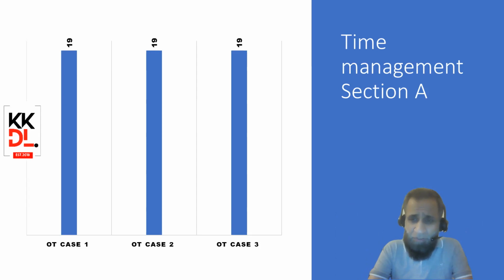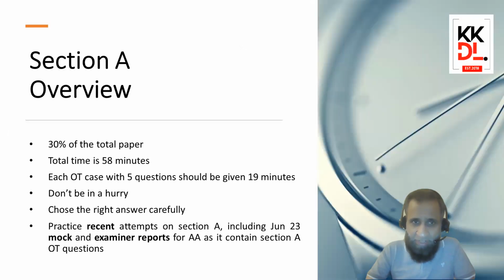A lot of times, the student tries just to wrap up the section A within just like 30 minutes. You have 58 minutes of your exam time on section A. And in that 58 minutes, you have 3 OT cases. Every OT case psychologically gets roughly 19 minutes each.